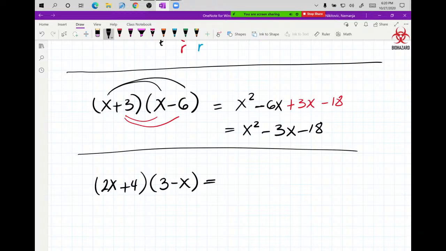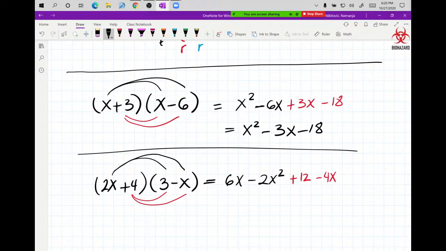All right, there should be plenty of time. So we have 2x distributing to both. That's 6x minus 2x squared, because x times x is x squared. Then we have the red ones, 4 distributed into each, which is plus 12 and minus 4x.